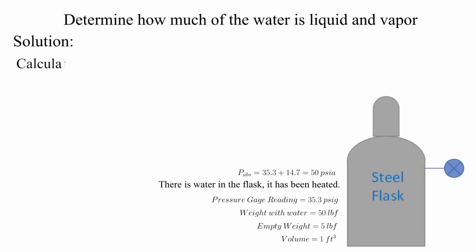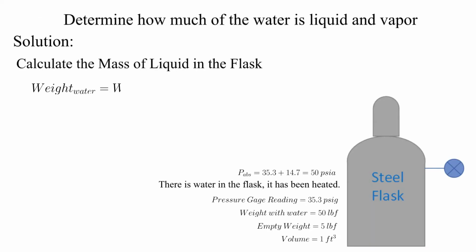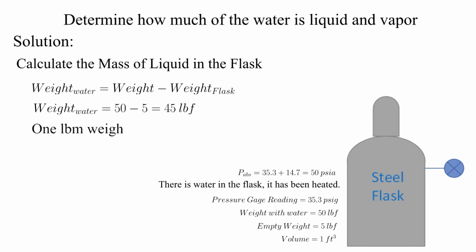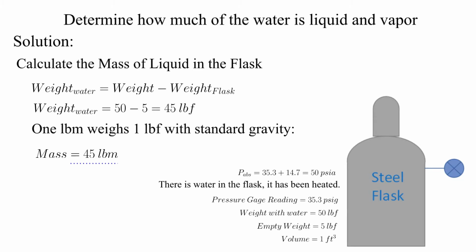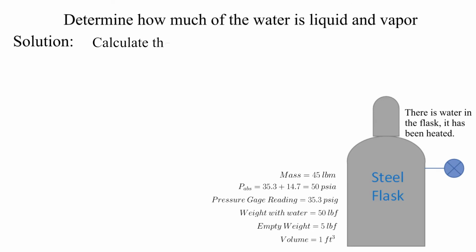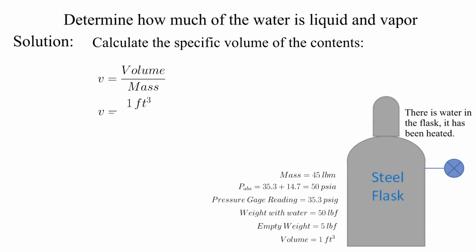Now let's determine the mass of water in the flask. We know that the empty flask weighs 5 pounds, it now weighs 50 pounds. Knowing that 1 pound force gives a mass of 1 pound mass an acceleration of 32.2 feet per second squared, we determine that there is 45 pounds mass of water in the flask. We don't know yet if it is all liquid, all vapor, or a mixture. Let's calculate the specific volume for the contents inside the flask.